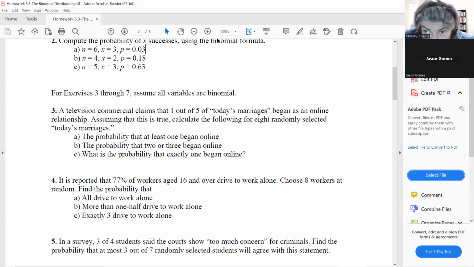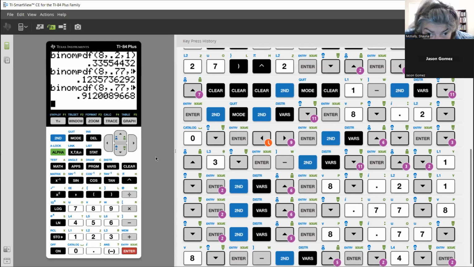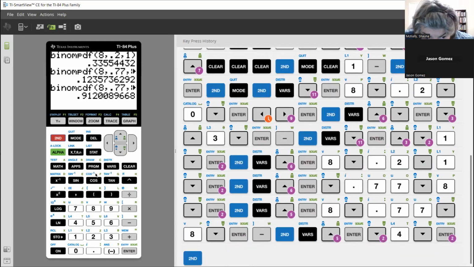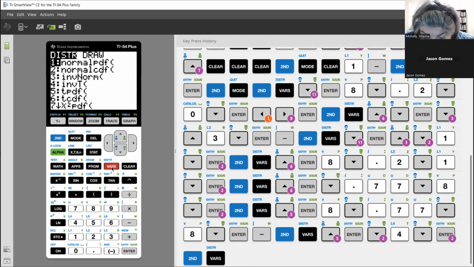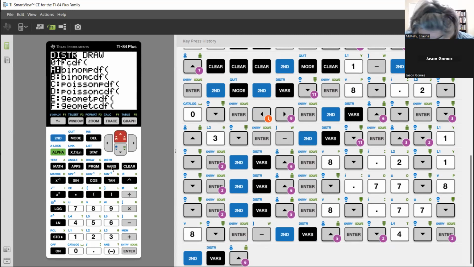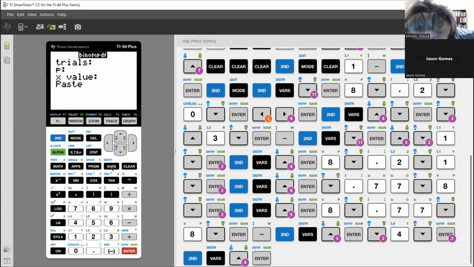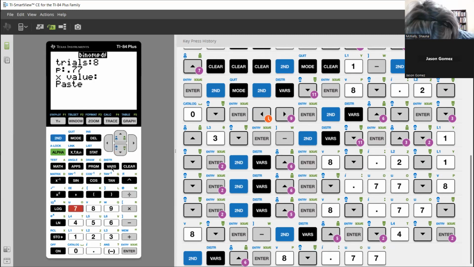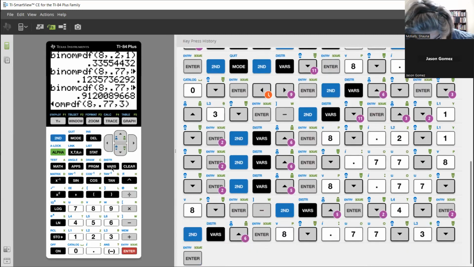So in this case, it's second distribution, binomial PDF here, 8.77, and it's exactly 3, so we don't have to worry. We just put 3 in there, paste it, hit enter. 0.0165 if I round, because it's 645. So that's correct.